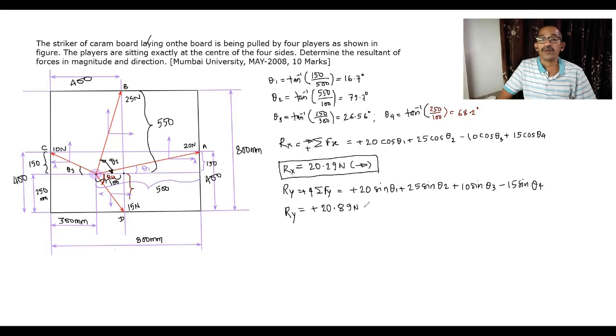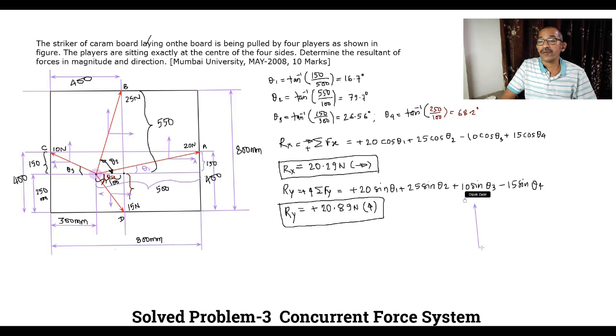That means now we have Rx and Ry. A positive answer for Ry means Ry acts in the vertically upward direction. To find R, we represent these components now. You know the directions of the components: the vertical component is vertically upward, and the horizontal component is in the rightward direction.